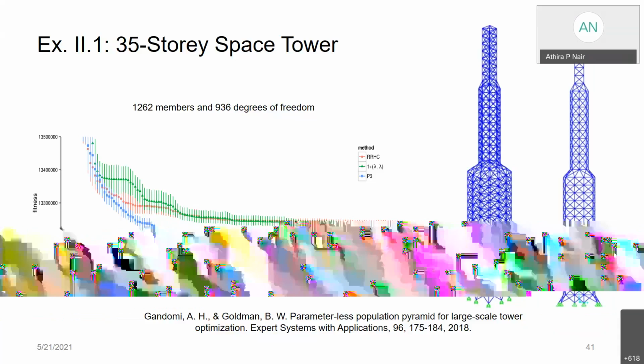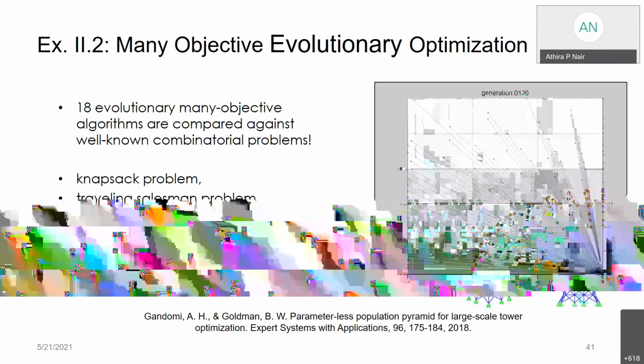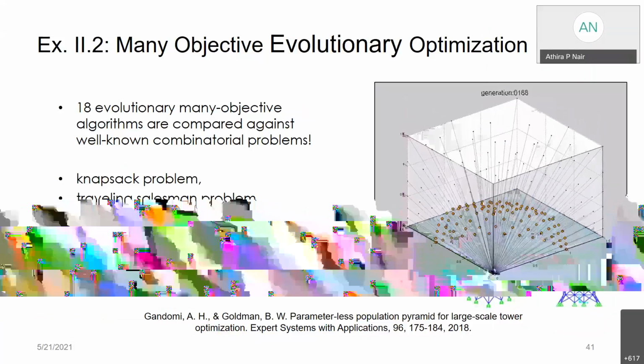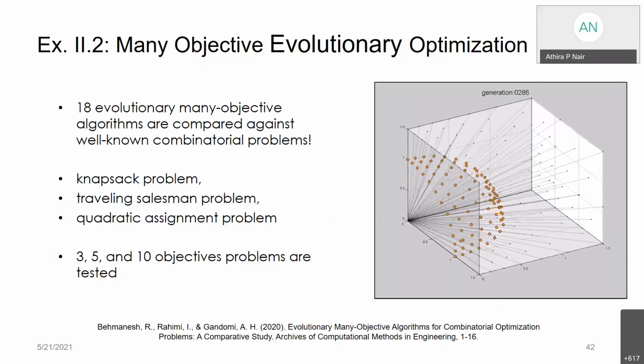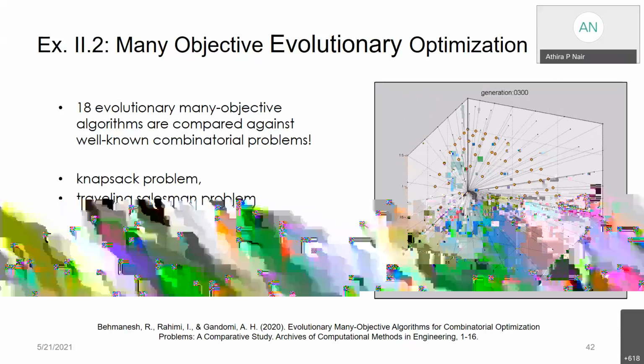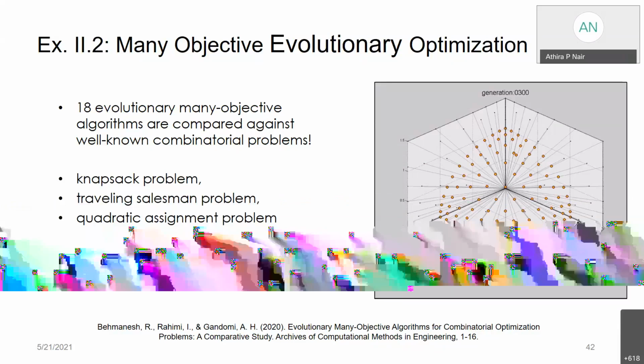The other application of evolutionary computation is for multi-objective or many-objective optimization problems. Most real-world problems are many-objective or multi-objective. We want to minimize cost, we want to maximize quality, we want to minimize risk, we want to maximize reliability, and this sort of thing. In this study, which was recently published, we compared three well-known problems, the knapsack problem, traveling salesman problem, and quadratic assignment problem, with 3, 5, and 10 objectives. We solved all these problems with 18 evolutionary many-objective algorithms. This is a very interesting study if you want to deal with multi-objective or many-objective problems.